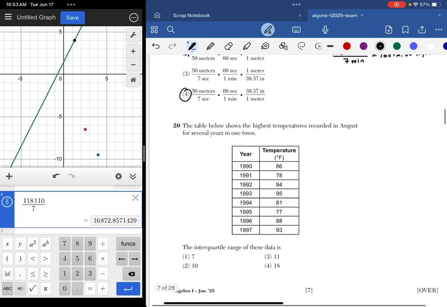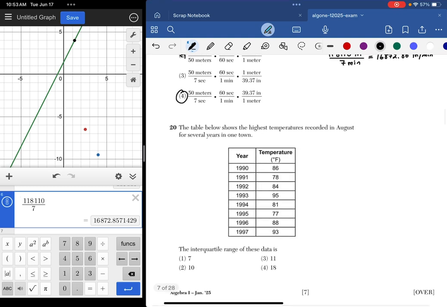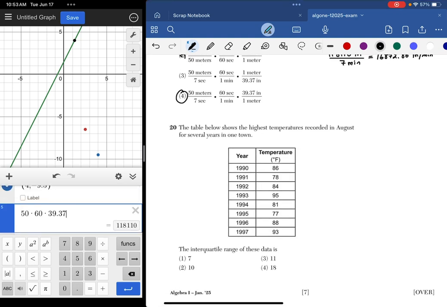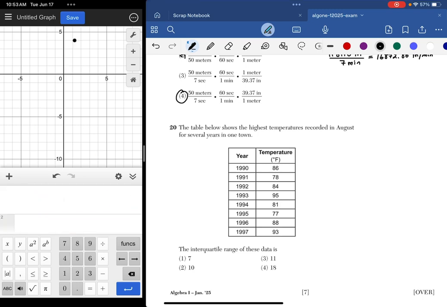Interquartile range. So this goes back to something I was talking about before. We'll put our data in. I'm just going to wipe out all this stuff. So create a table. 1990, 1991, all the way up to 1997. If it's consecutive, Desmos will pick up on the pattern and save you a couple of seconds.